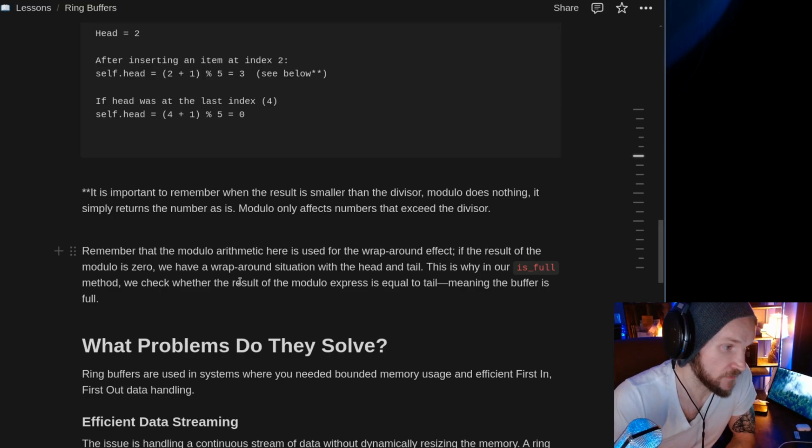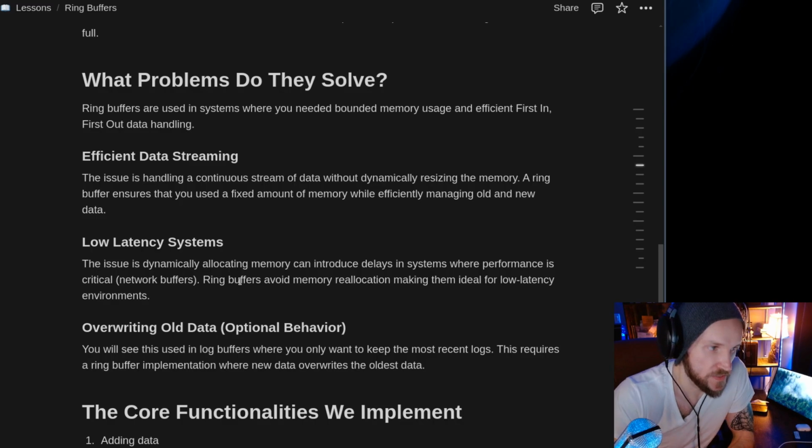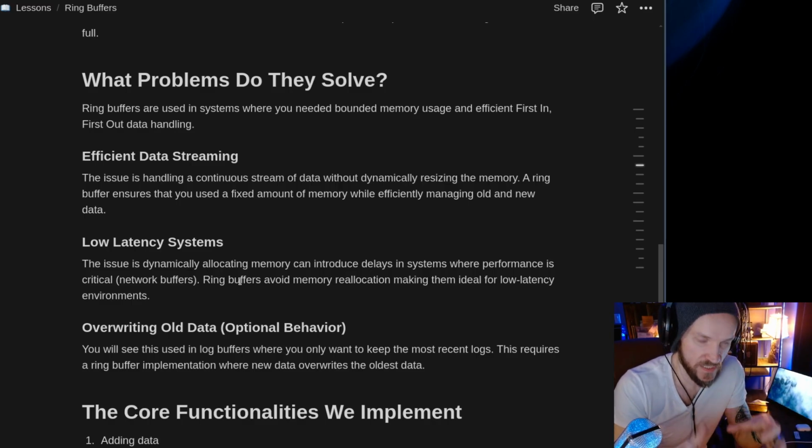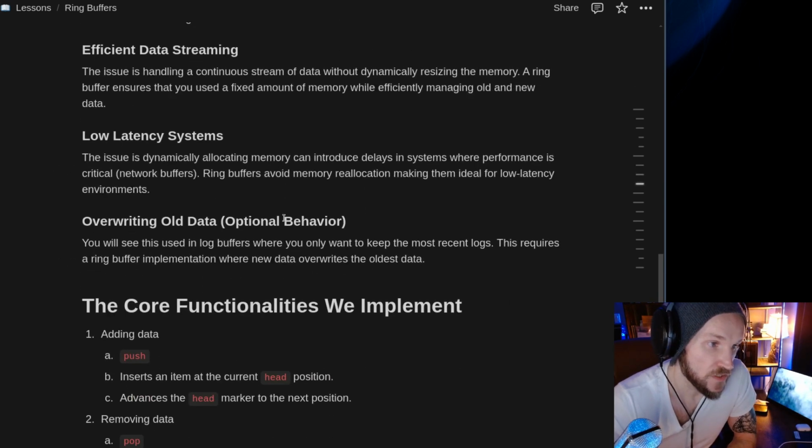Now, what problems do they solve? Like I said earlier, they're used a lot in embedded systems, networking applications, and real-time systems. They're used in systems where you need bounded memory usage and efficient FIFO data handling. Bounded memory usage means that you set something with a set amount of memory, and that's all it has. It's never going to break out of those bounds that you set in terms of its memory consumption. So, efficient data streaming.